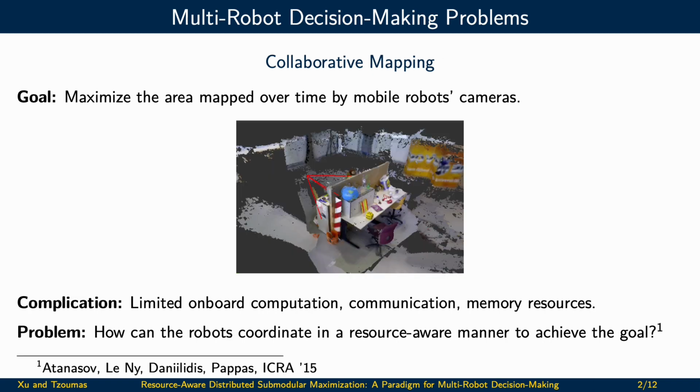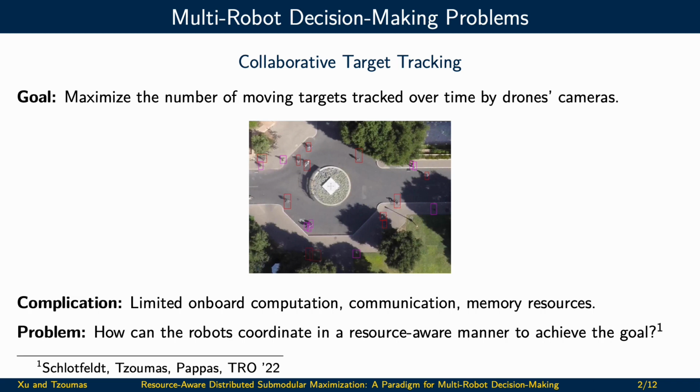For collaborative mapping, a team of mobile robots coordinate their actions to maximize the total area mapped by their cameras. Similarly, there's a complication of onboard resource limitations. Therefore, the robots also need to coordinate with only a few others in a resource-aware manner. And for collaborative target tracking, the goal becomes capturing the most ground targets by the drones' cameras. And still, they have limited onboard resources. Therefore, the problem of resource-aware coordination is motivated once again.